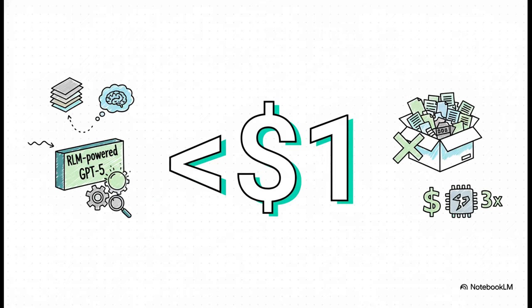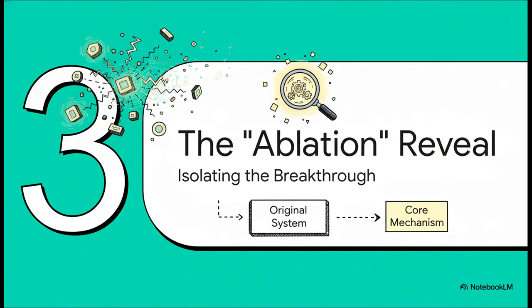And then, of course, there's the cost. On a really complex task, say involving 1,000 different documents, the average cost for a query with an RLM-powered GPT-5 is less than $1. Trying to do that the old way by stuffing everything into the prompt, you're looking at nearly 3 times the cost, and that's assuming the model doesn't just crash and burn before it even gives you an answer. So this begs the question, where is all this improvement actually coming from?